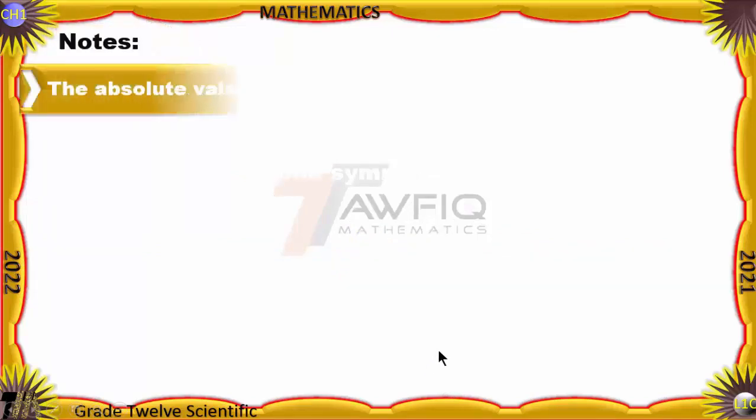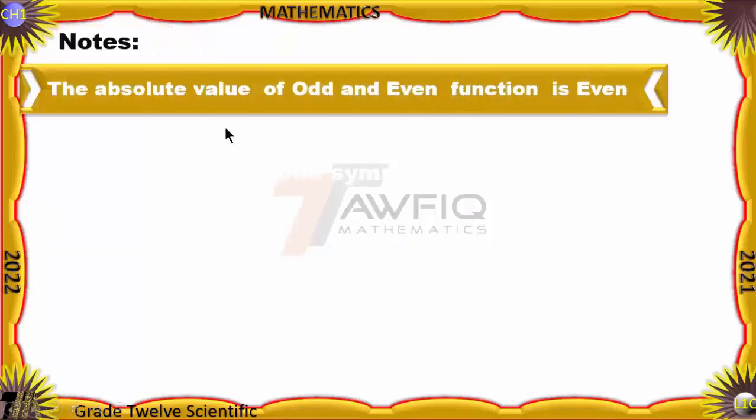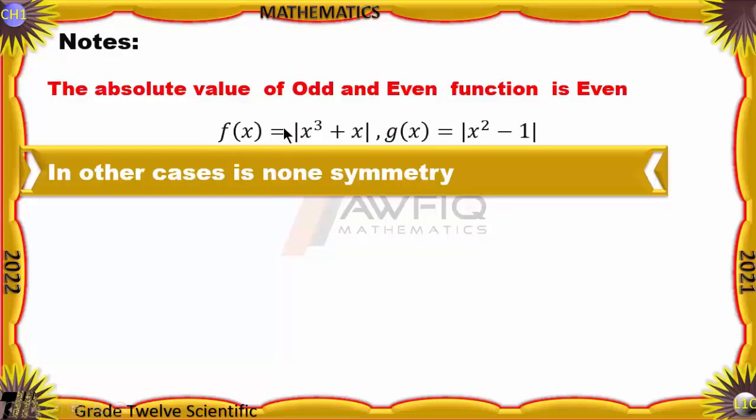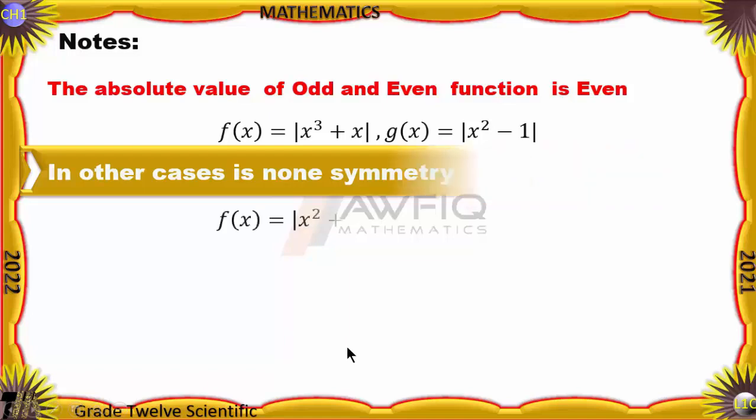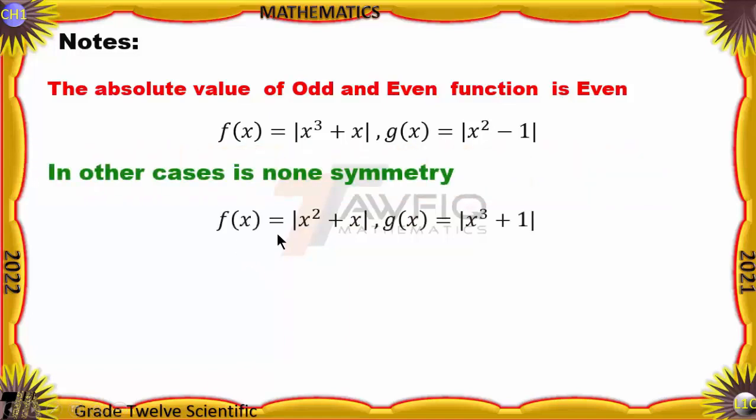Note: the absolute value of an odd or even function is even. f(x) equals absolute value of x cubed plus x, where x cubed plus x is an odd function, then f(x) is even. If x squared minus 1 is an even function, then g(x) is an even function. In other cases, non-symmetric. f(x) equals x squared plus x is non-symmetric, and g(x) equals x cubed plus 1 is non-symmetric.